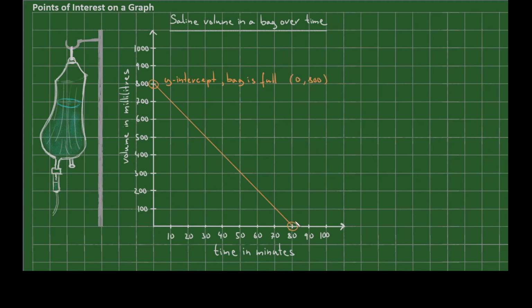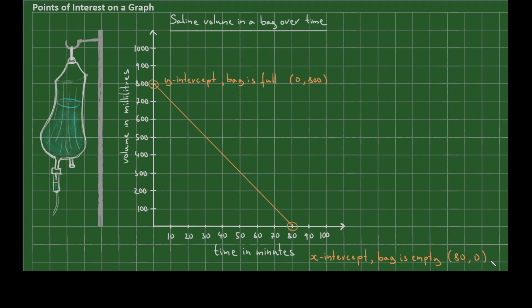The x-intercept, on the other hand, represents the time when the bag is empty. And in this case, it would seem as though it would take 80 minutes for the bag to become empty. The full coordinate for the x-intercept is 80, 0.